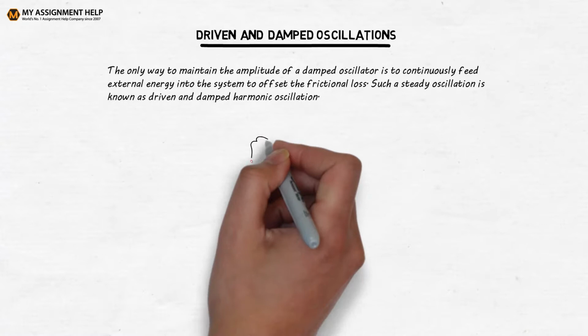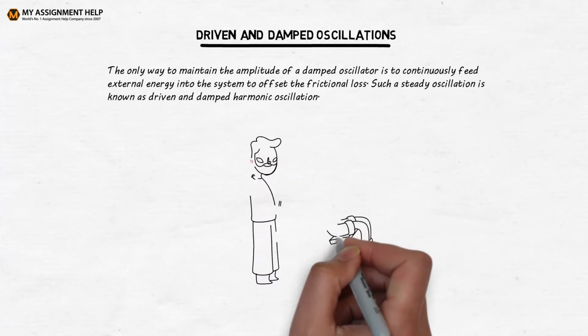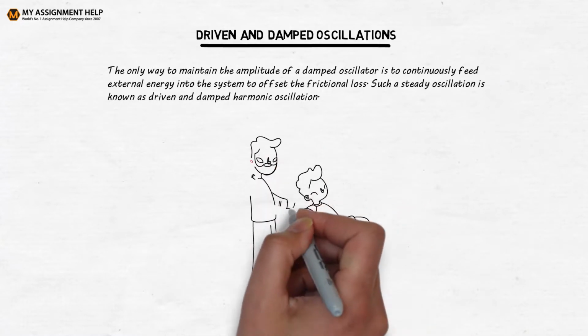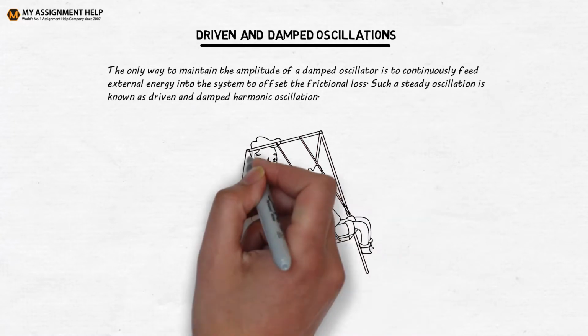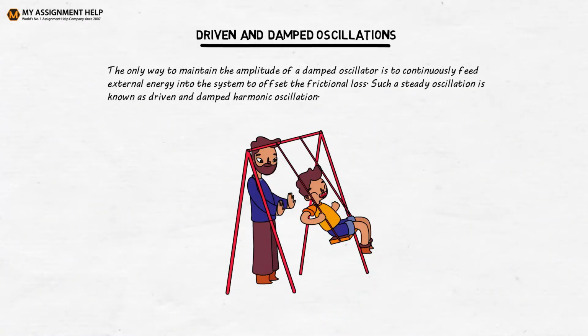For example, if we push a child on a swing in the same direction, the amplitude of the swing increases, until the external force equalizes the frictional forces acting on the swing. Thus, the amplitude of the swing increases a little every time we push it against the frictional forces.